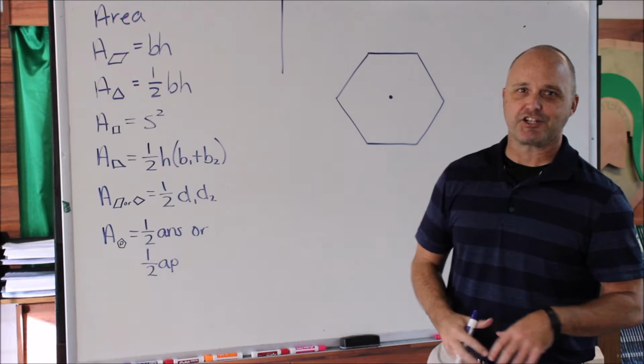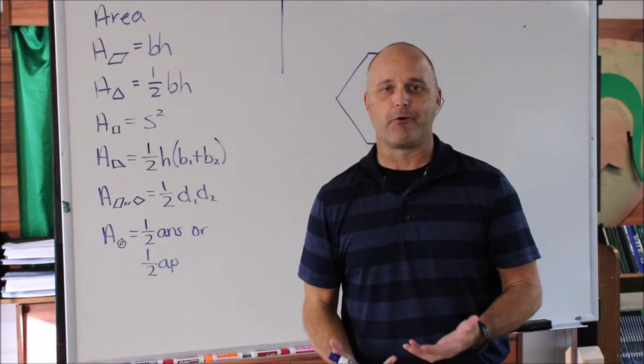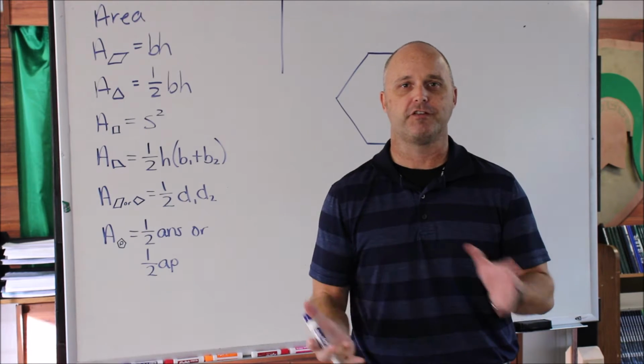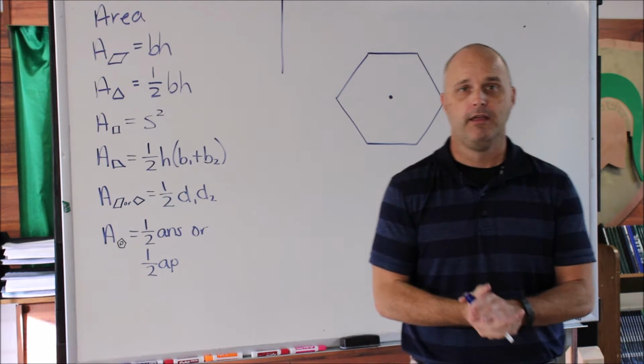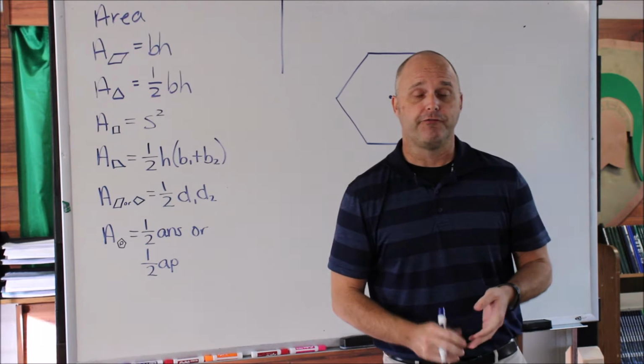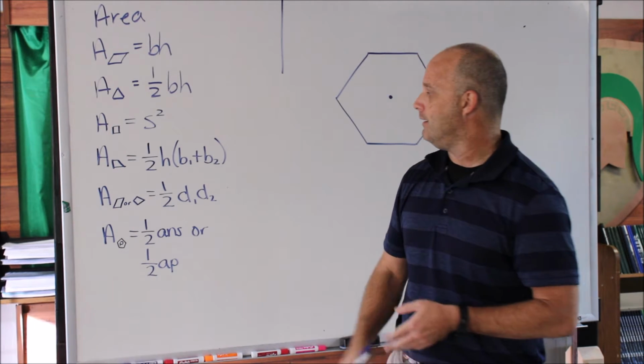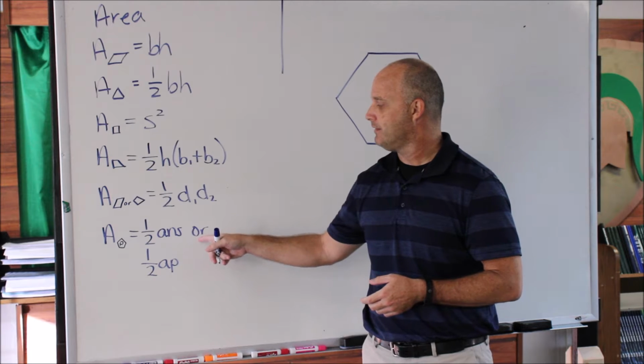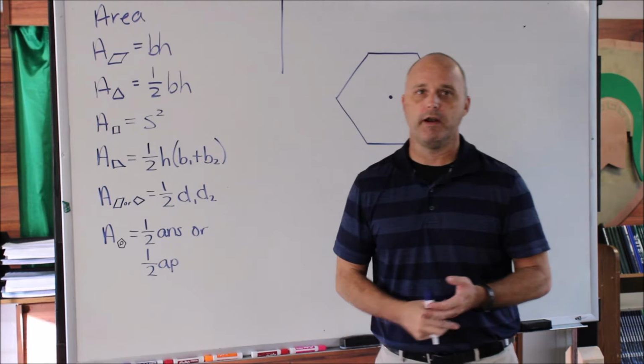Okay, here's the big section. This is where everything that we've been working on for the past few weeks starts to come together into one. This is going to be the area of polygons. So the formula for the area of a polygon is going to be 1/2 ANS, or we could say 1/2 AP.